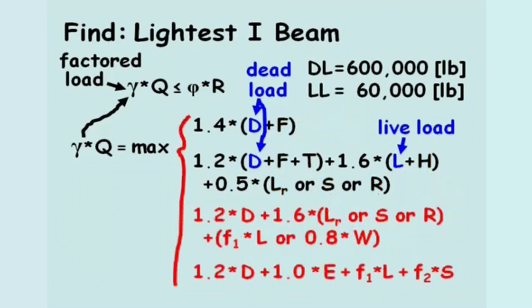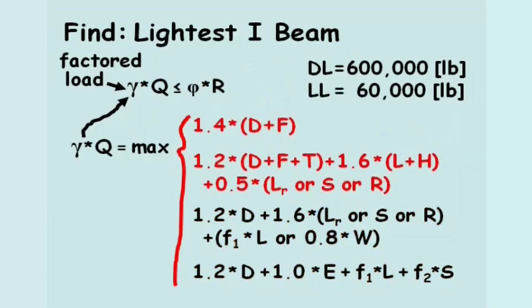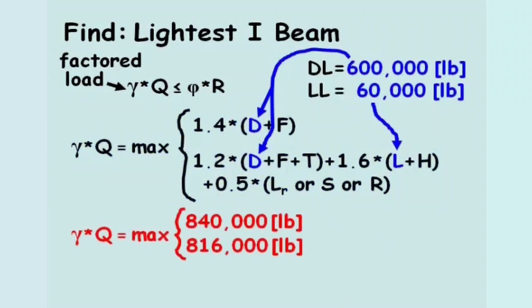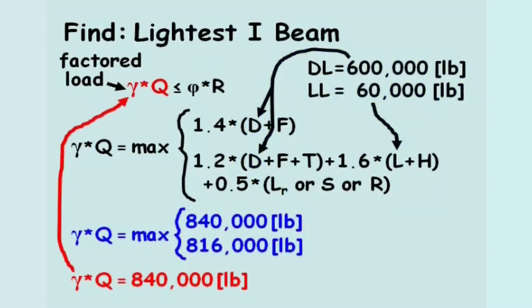Although there are 5 other load combination equations, we only have to consider the first 2 because they are the most conservative when only dead loads and live loads are provided. After plugging in these loads for D and L, the factored load equals the maximum of 840,000 pounds and 816,000 pounds, which is 840,000 pounds.